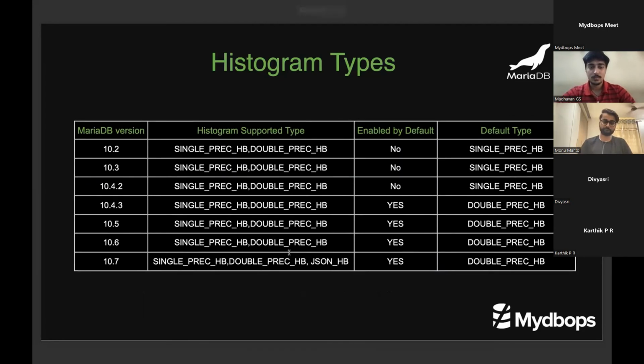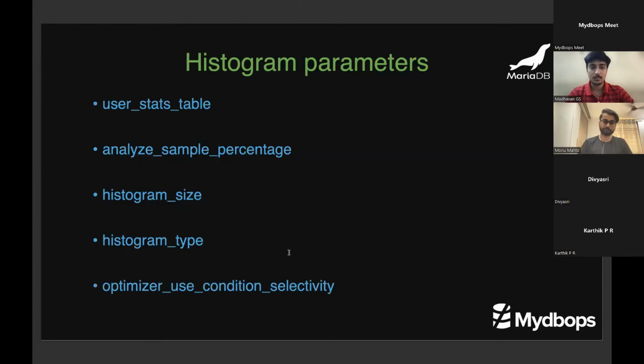So, histogram type. Here I'll just conclude: till 10.4.2, single precision histogram was the default, and after 10.4.3, double precision became the default. After 10.8 we can use JSON, but double precision is the default. So these are the parameters which affect the histogram in MariaDB.